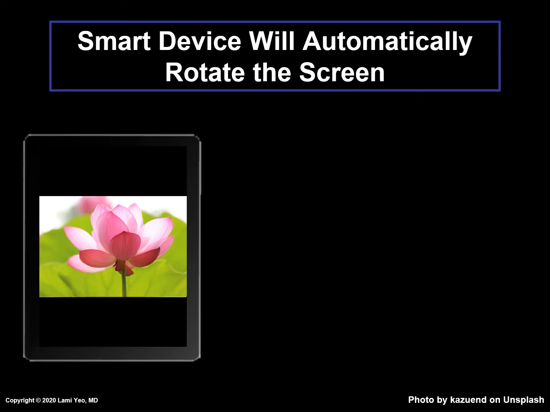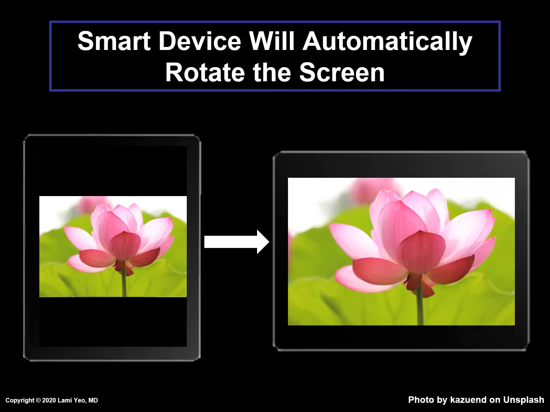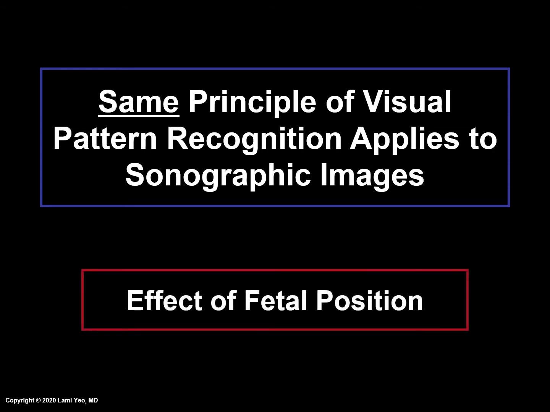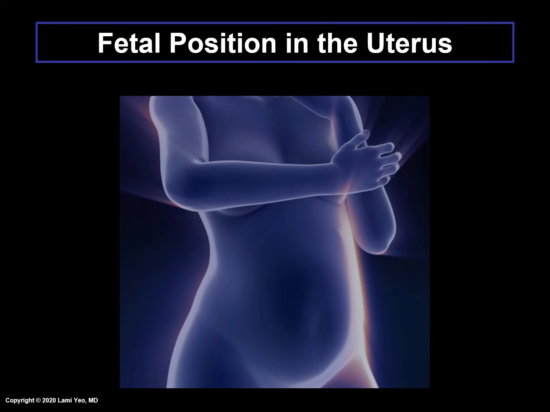Indeed, even smart devices, such as the tablet shown here, will automatically rotate the actual screen when the tablet is turned sideways. So in this case, the same lotus flower image is shown regardless of how the tablet is rotated. The same principle of visual pattern recognition applies to sonographic images in which our interpretation of such images depends on the fetal position, as shown here, which completely varies in the maternal uterus.